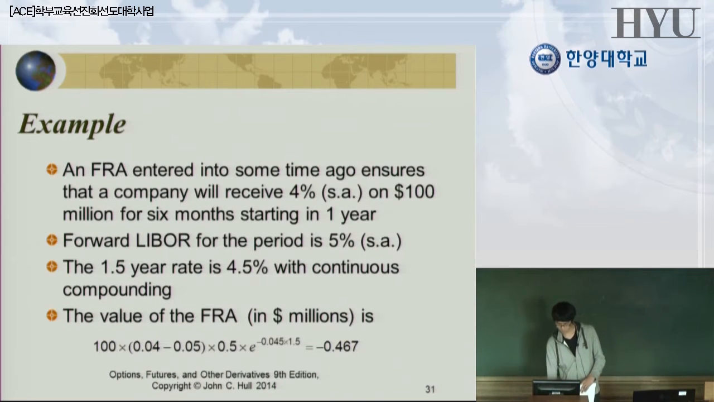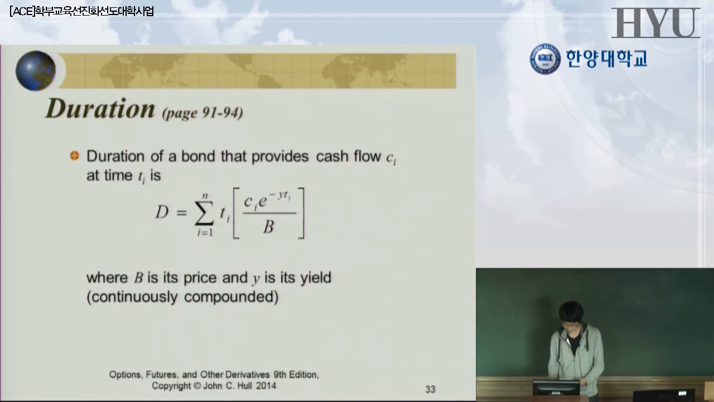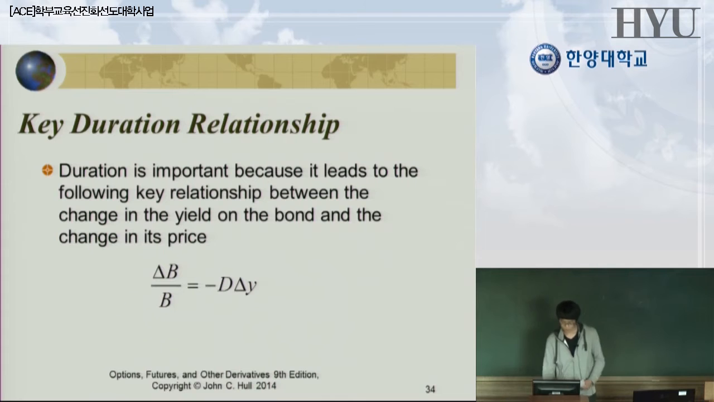So I'm going to skip the examples. And about the duration of a bond: it means the weighted average of time until the bond investor receives his or her whole principal and interest. We can calculate duration through that formula. And duration is important because depending on the yield, the price of the bond changes.